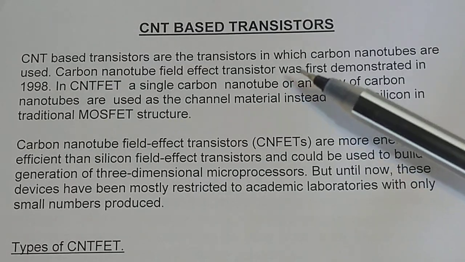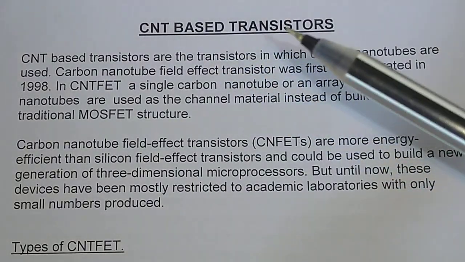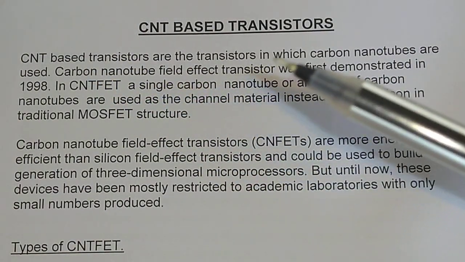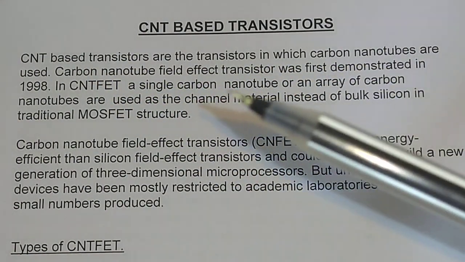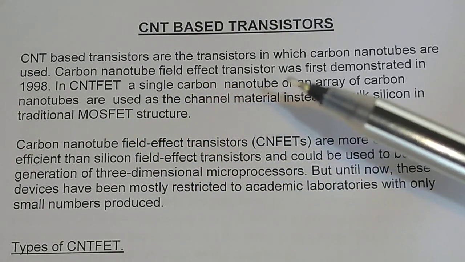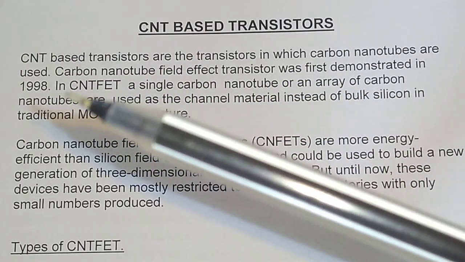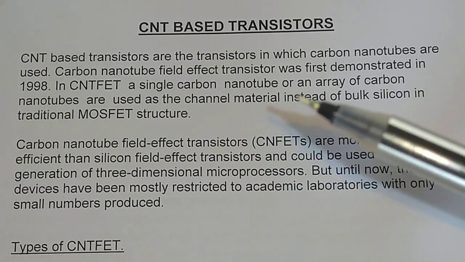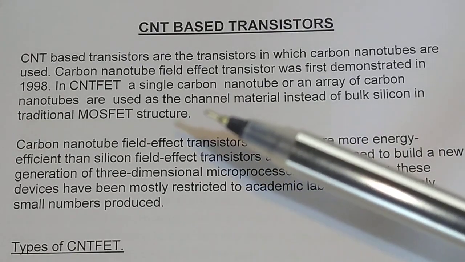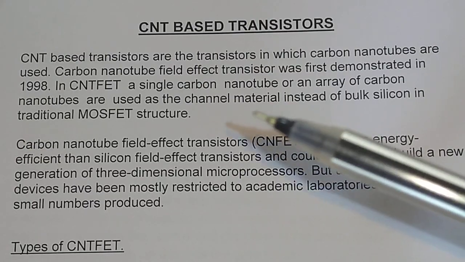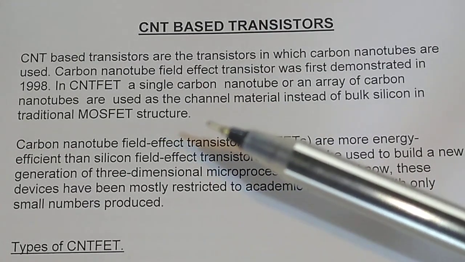Now let us discuss carbon nanotube based transistors. Carbon nanotube based transistors are the transistors in which carbon nanotubes are used. Carbon nanotube field effect transistor was first demonstrated in the year 1998. In a carbon nanotube field effect transistor, a single carbon nanotube or an array of carbon nanotubes is used as the channel material instead of bulk silicon in the traditional MOSFET structure.